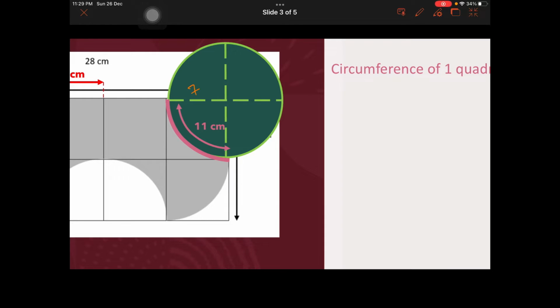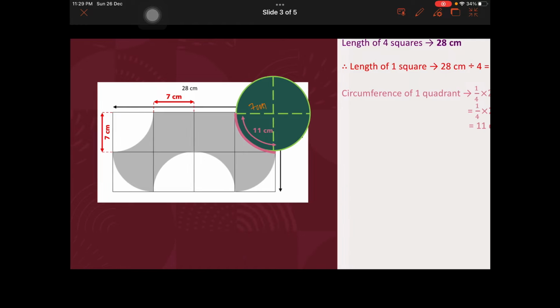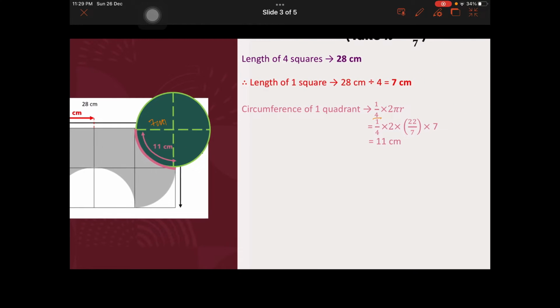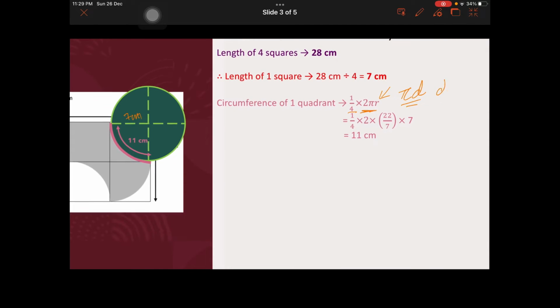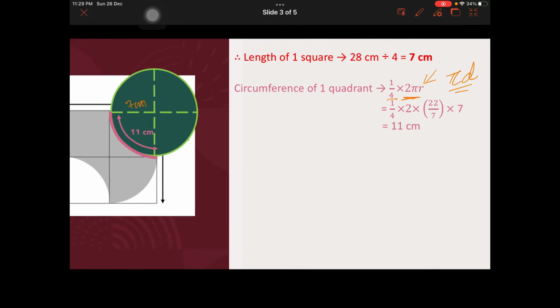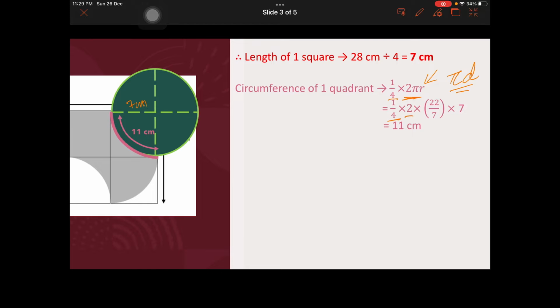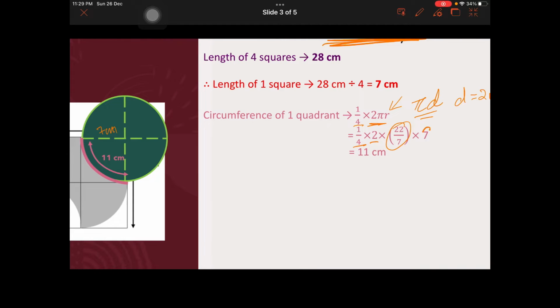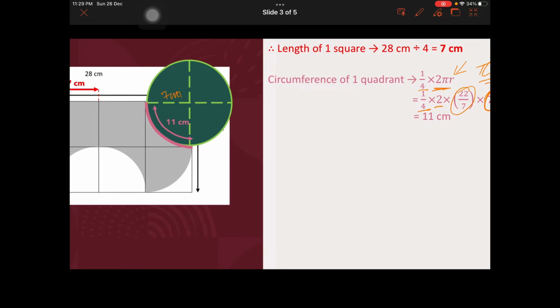So this is 7 centimeters. The circumference of the quadrant would just be 1/4 of the circumference of the full circle, and the circumference of the full circle would be calculated by 2 pi r or pi d. Both are the same thing, because the diameter is 2 times the radius. So now we get 1/4 times 2 times pi, the value of pi, which is 22/7 as given over here, times 7, which is the radius we found over here.